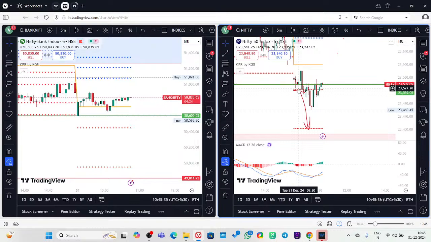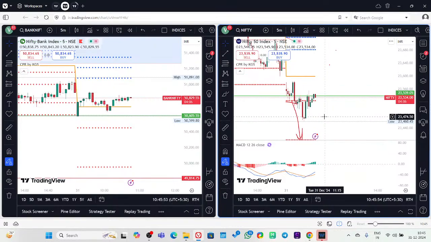See here, the price closes above the minor demand zone. Both the indices, Nifty and Bank Nifty, are in the bullish area, because they have closed above both these two important levels. The first one is S1 and the second one is the minor demand zone.